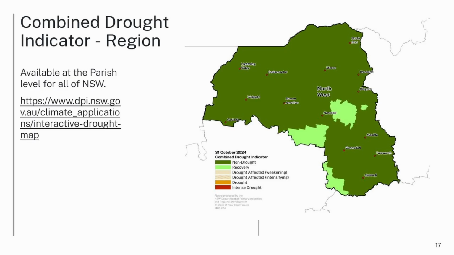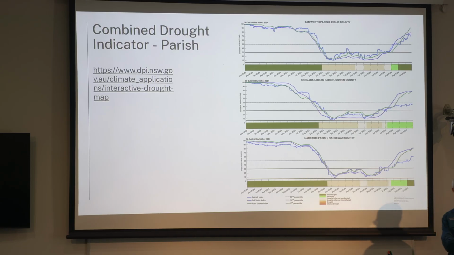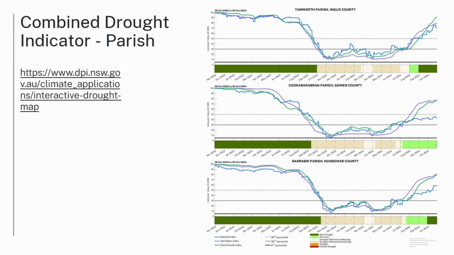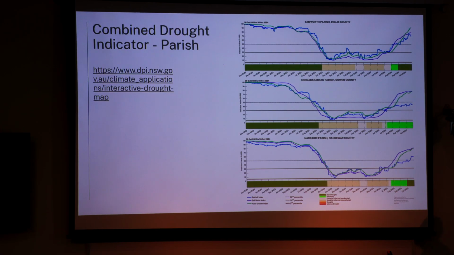status. Now, to get a sense of how things are changing through time, so that last picture was just the status at this point in time, this shows us how the conditions are changing. We can pull it out by parish, and these three examples, the Tamworth Parish, Coonabarabran Parish and the Narrabri Parish, and as the indicators fall down below certain thresholds, you'll see the bar change colour from non-drought to drought affected. So when they get below a certain threshold, we change into drought status.